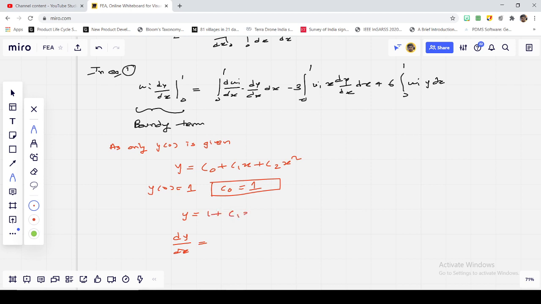1 plus c1x plus c2x square, that is what you get as y, and then this you get c1 plus 2c2x. Now you have the value of dy by dx, you have the value of y, so you can use this into equation 2. The only missing term is wi. Now what to take wi? Wi will be the coefficient of c in the term of y. So for first it is x and for second it is x square.